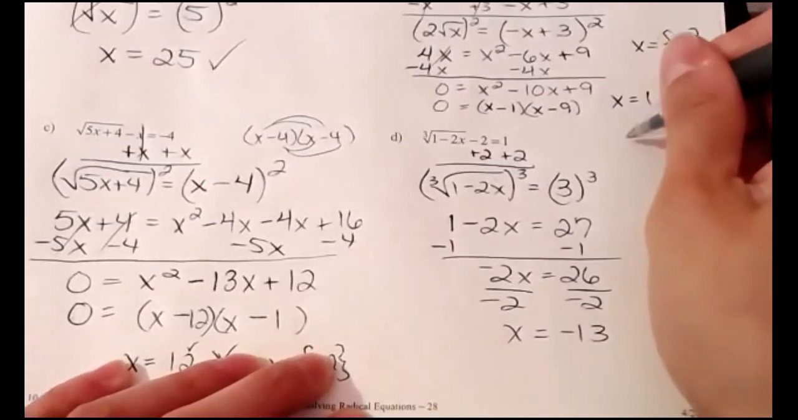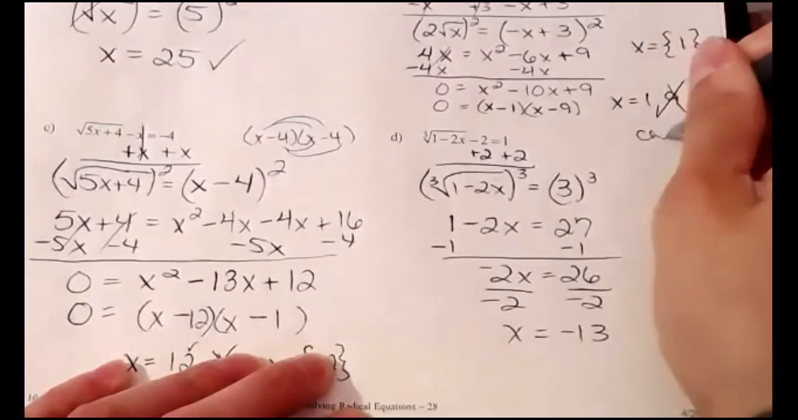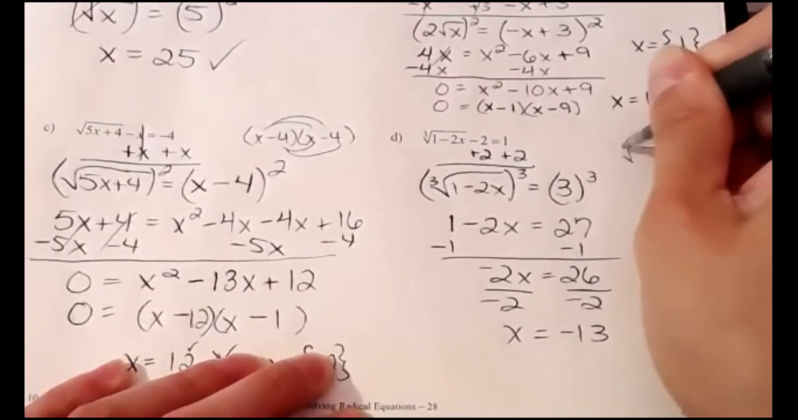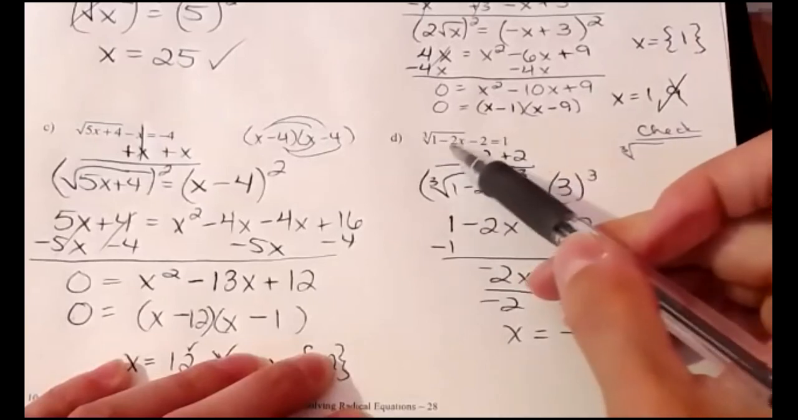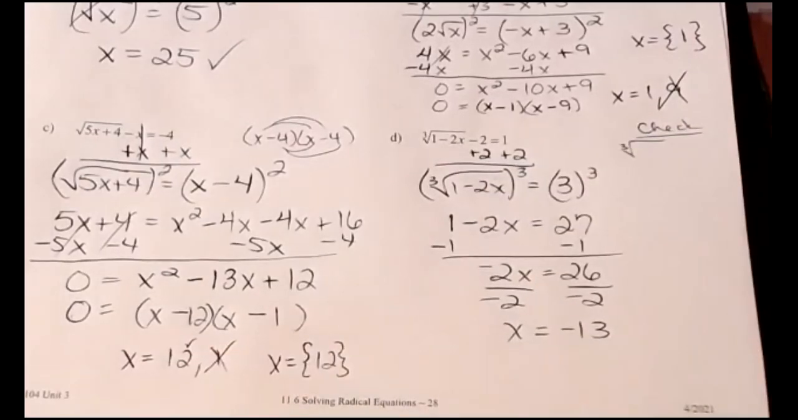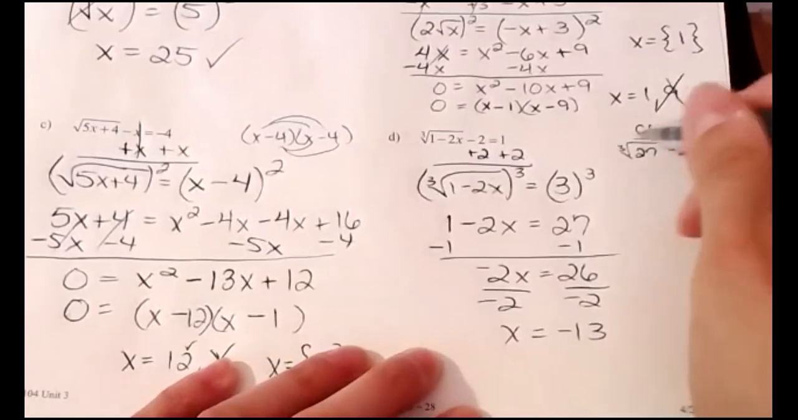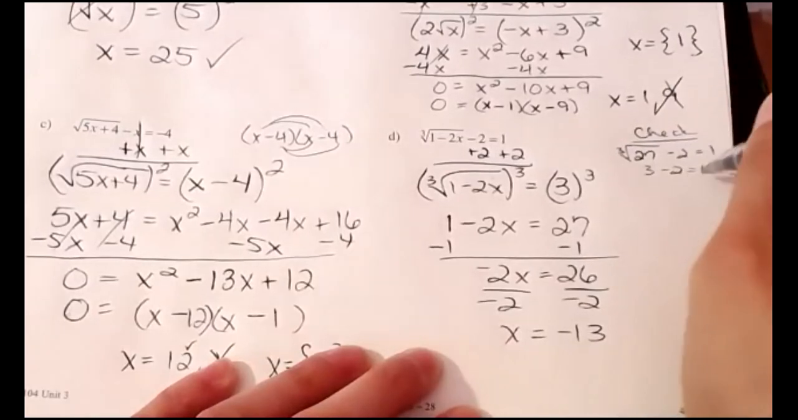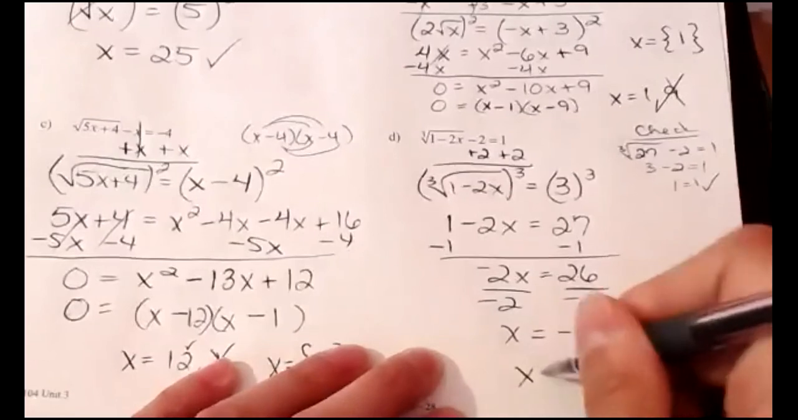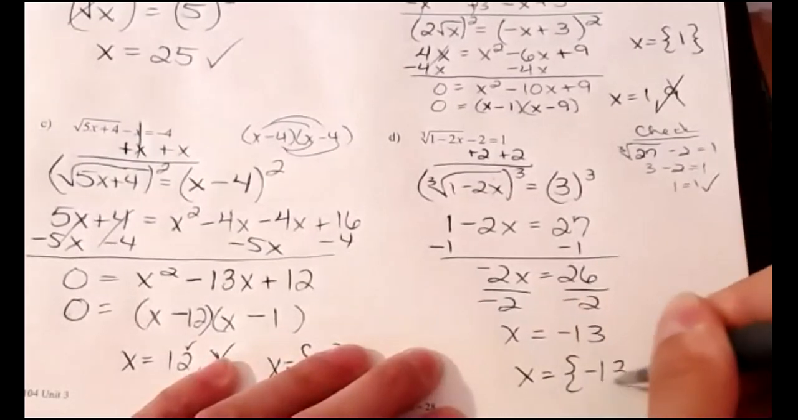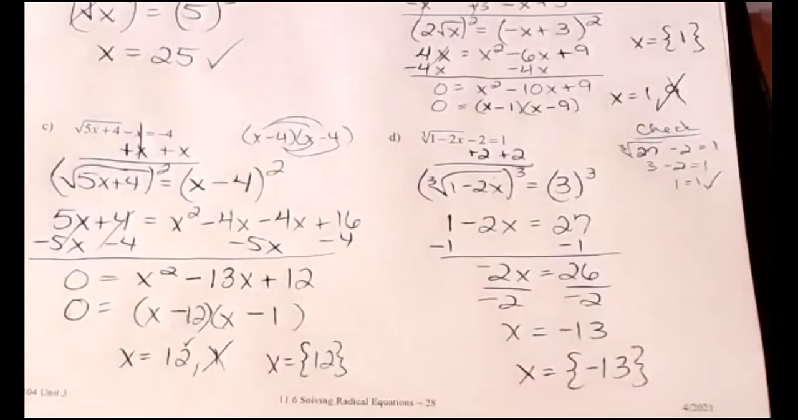So I'm just going to write it out here since I have a little over 60 seconds left of class. We have to do our check. We've got the cube root of 1 minus 2 times the -13. 1 minus 2 times -13 is going to give me 27, and then minus 2 is equal to 1. The cube root of 27 is 3. Okay, it worked. So my answer is the solution set, -13. And we're done.